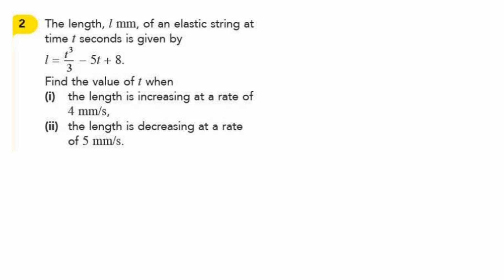All right, so let's look at part 1 first. To find the rate of change, if you're talking about the length increasing or decreasing, that means we're finding the rate of change of the length. So the rate of change of the length refers to dL/dt. That means we need to differentiate L with respect to t. So you see that I rewrite t cubed over 3 as 1/3.